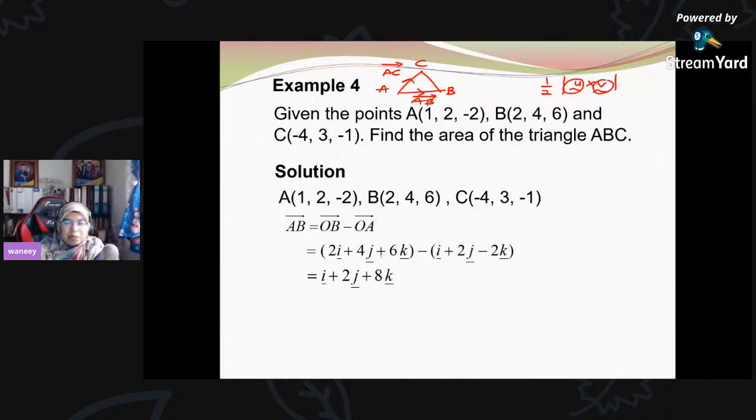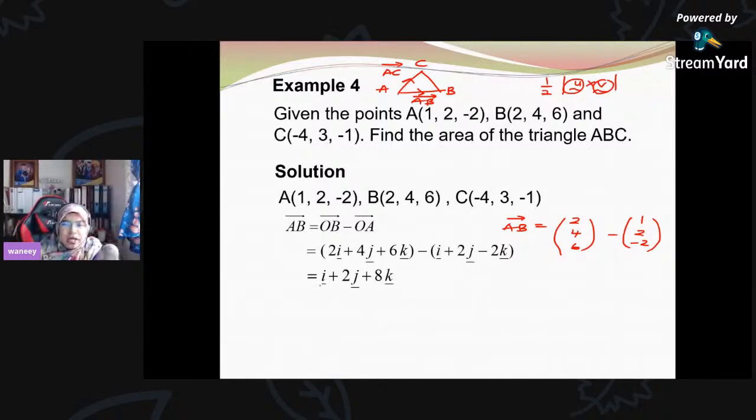Normally, I prefer to write them down in column form, so I write 2, 4, 6 minus 1, 2, negative 2. I find it much easier using this. You can also use the column vector, or you can use I, J and K. It doesn't really matter. Usually I like the column form because I can see the I, J and K values more easily. It's up to you.